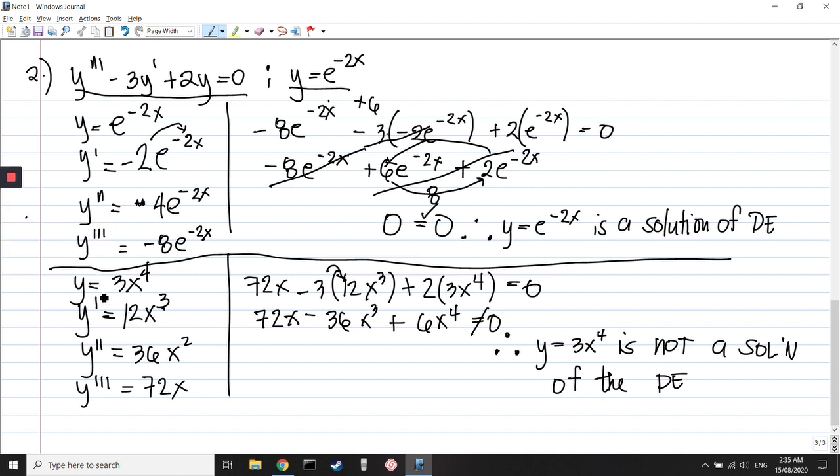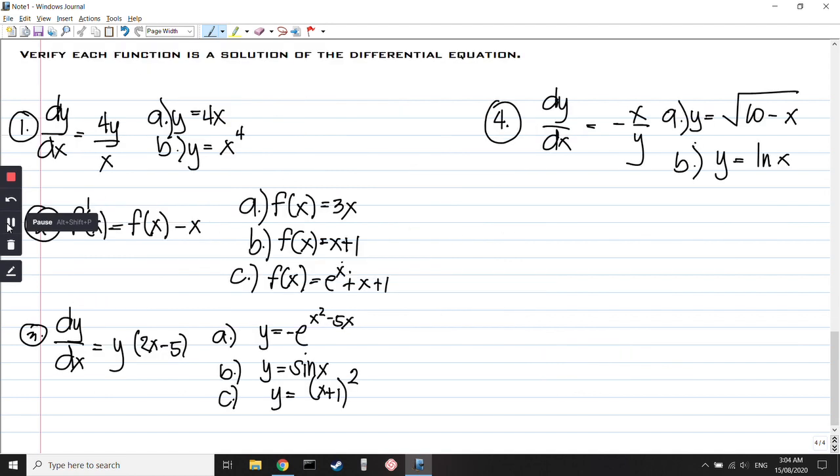So basically, the purpose of this lesson is to master the derivative, and then substitute into the equation. You just need to prove that this function is a solution of this equation. So I will provide an activity for you. Let's practice your knowledge. Verify each function is a solution of the differential equation.